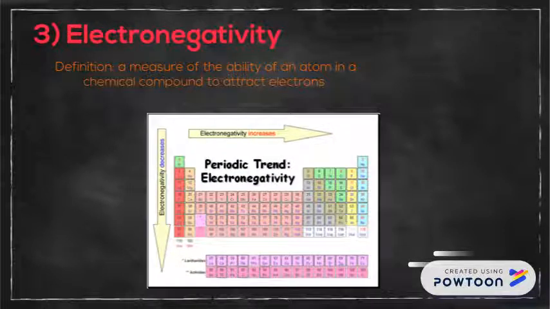As you proceed across a period, each atom has one more proton and one more electron and the same principal energy level that the atom before it has. Since there are no inner electrons entering, electronegativity increases.